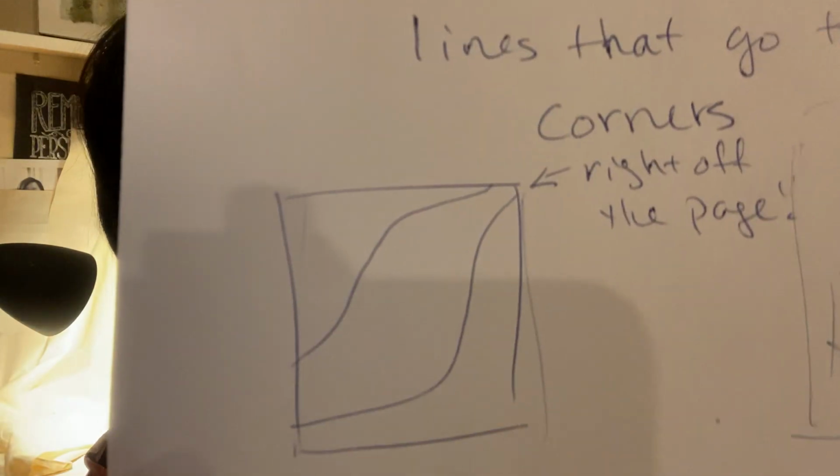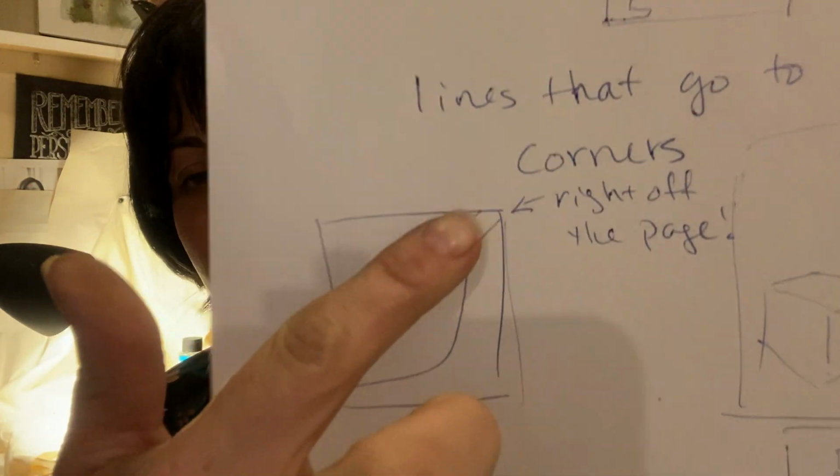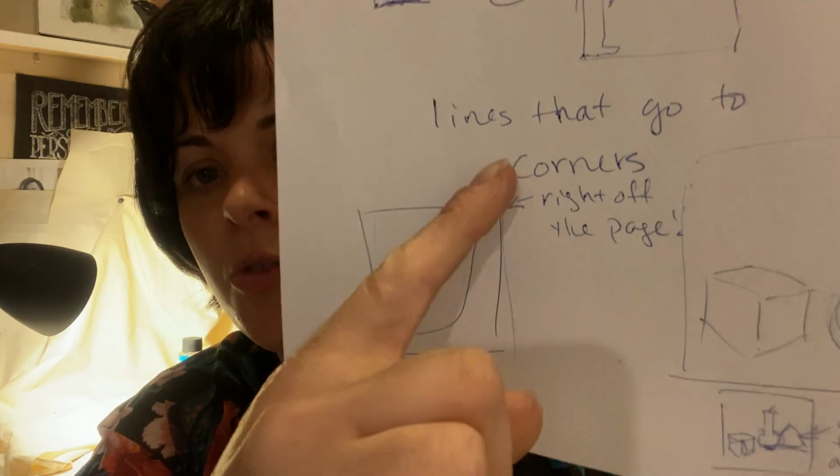Avoid taking lines directly to corners. So if this was a little path or some kind of design, don't take it right to the corner. Once again, you've just led your viewer right out of your picture and onto somebody else's picture. And then have some difference in where things are organized spatially on your page.